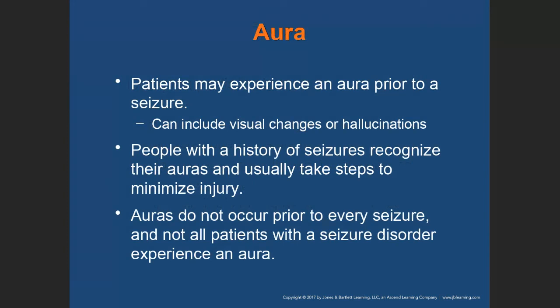Now, an aura. Patients may experience an aura prior to a seizure. It can be something that they see visually or hear, or they get an unusual taste, but something happens and they know that they're going to have a seizure, especially patients that have been diagnosed with epilepsy, which is a seizure disorder. People with a history of seizures recognize their auras and usually take steps to minimize injury. Auras do not occur prior to every seizure, and not all patients with a seizure disorder will experience an aura. So you have your typical presentation and you have your atypical presentation. That's medical emergencies.